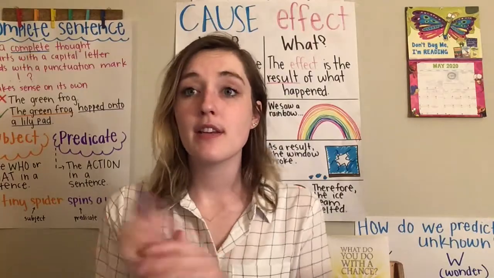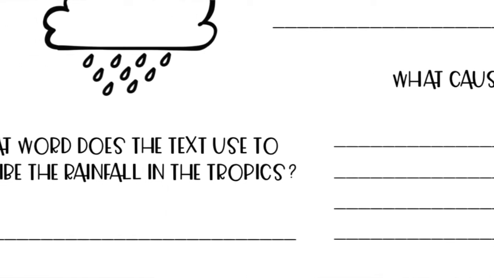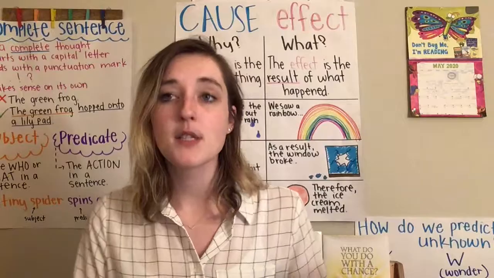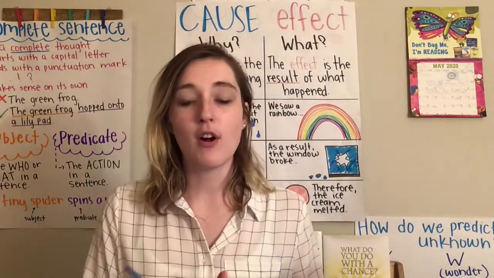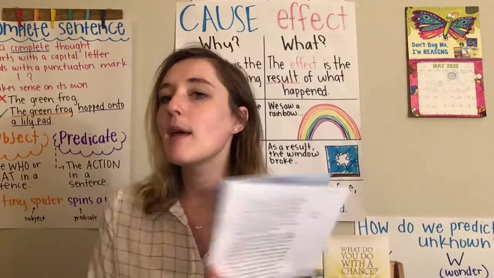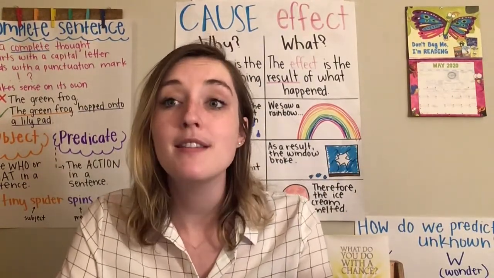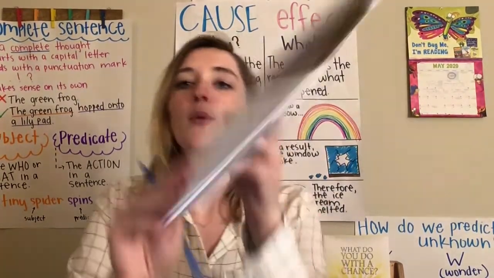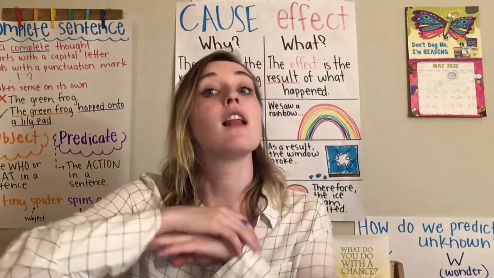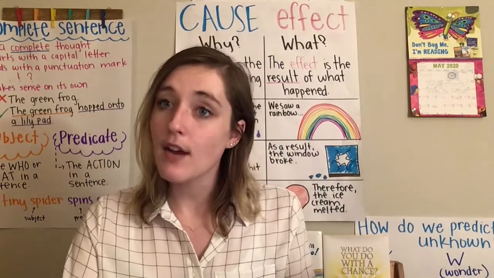Okay, now we're going to get to the second part of the questions. The first question says, what word does the text use to describe the rainfall in the tropics? Okay, so how do they describe the rainfall in the tropics? I'm going to go to paragraph 2 because I see the word rainfall right there. I'm going to look and see what it says. It says, in the tropics, there is an abundant rainfall. Circle the word abundant because that is important. Abundant means a lot. So they are saying that there is a lot of rain in the tropics.